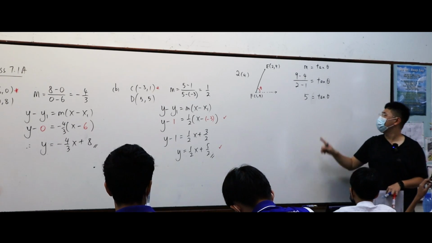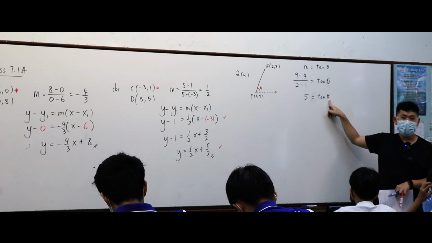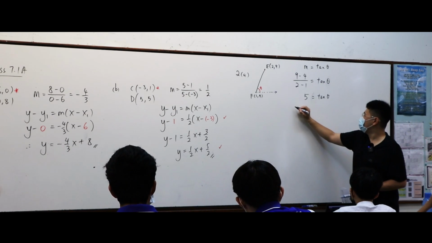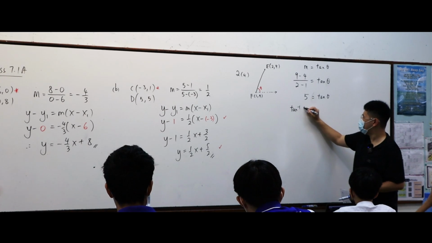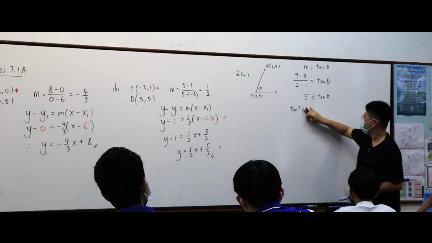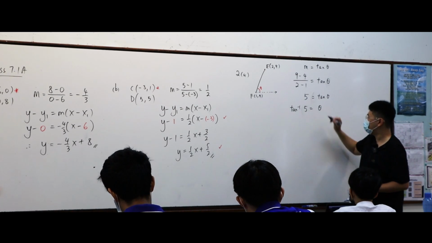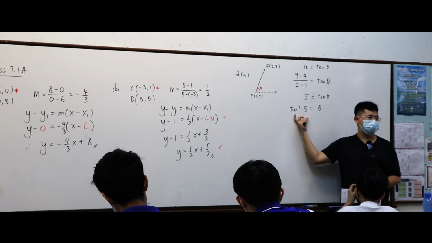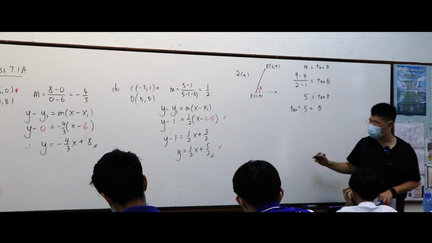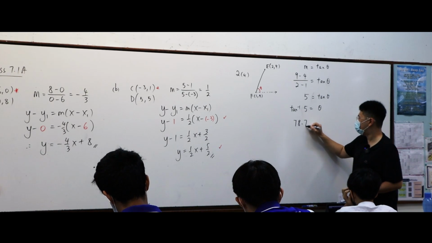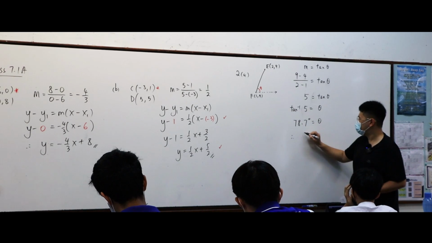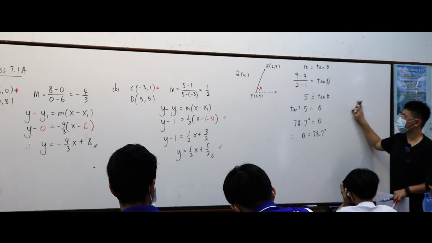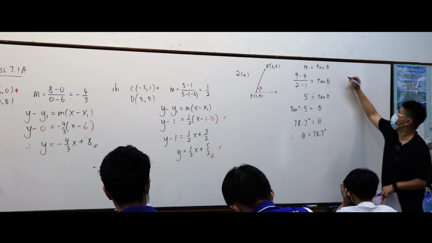Okay, then how do we look for this angle? We need to do inverse tangent, correct? So over here we bring the tangent to the other side. Inverse tangent of 5 will give us the angle theta. Okay, so what is this value over here? What angle is this? Okay, so 78.7 degrees is equals to theta. So this one is very straightforward.